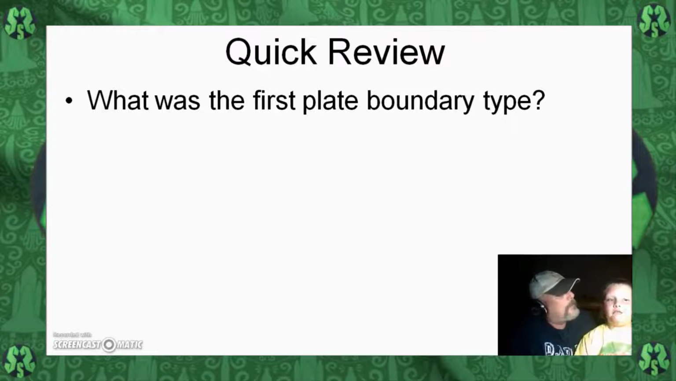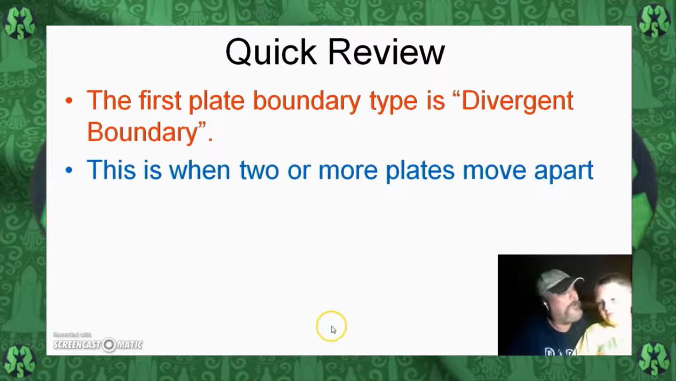Do you remember the name of that? What type of boundary was it? Oceanic? No, it wasn't oceanic. It was divergent boundary. This is when two or more plates move apart.